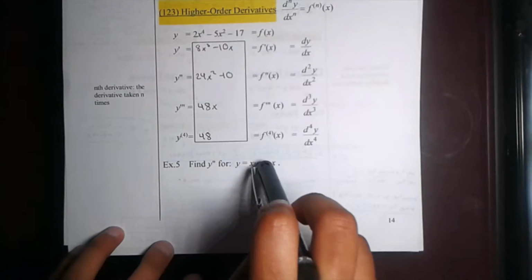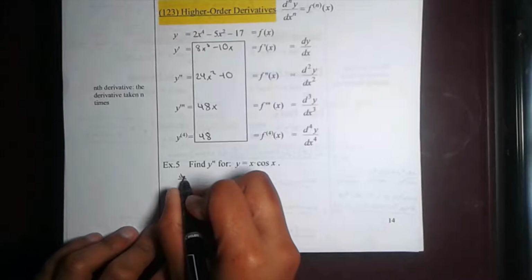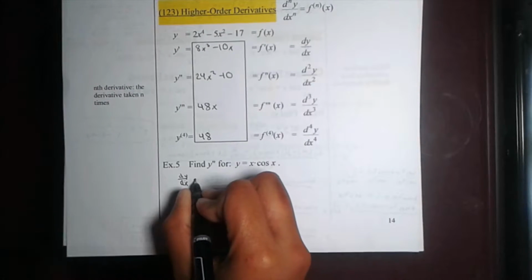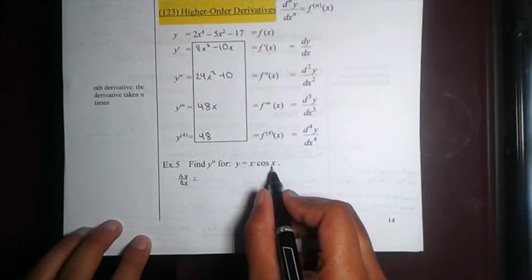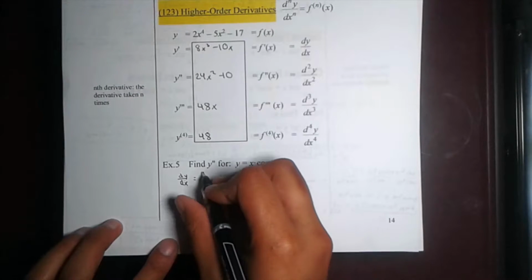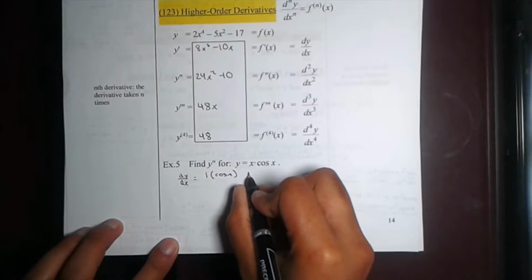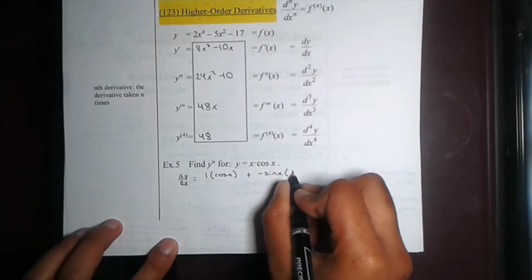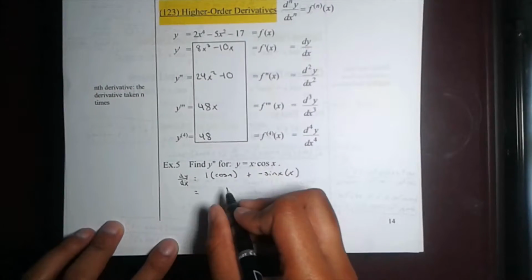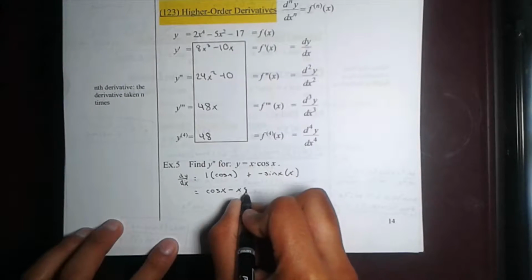For the next problem, it wants us to find the second derivative for this equation. So dy dx, remember the product rule, it's the derivative of the first times the second plus the derivative of the second times the first. So the derivative of x is 1 times cosine x plus the derivative of cosine x, which is negative sine x, times the first. And so your first derivative is cosine x minus x sine x.